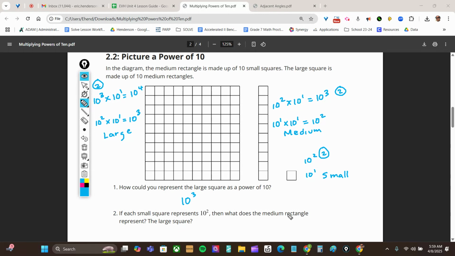Alright, so the medium would equal 10 to the third, and the large equals 10 to the fourth, and this one is the large for this question. Alright, go ahead and put that in your notes.